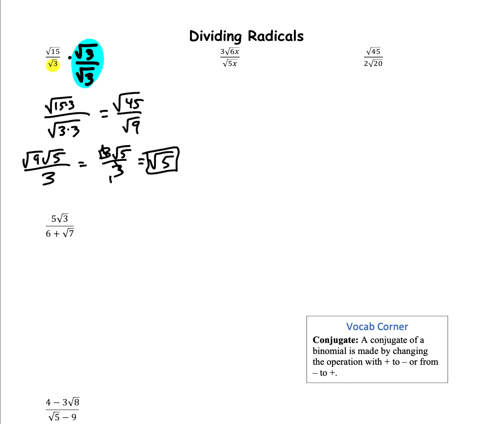Let's look at number 2. 3 radical 6 divided by radical 6x divided by radical 5x. So we want to multiply the numerator and the denominator by what the radical is in the denominator. That's going to help us rationalize the denominator. So here I'm going to multiply by radical 5x over radical 5x. So we're going to multiply that in the numerator and the denominator.